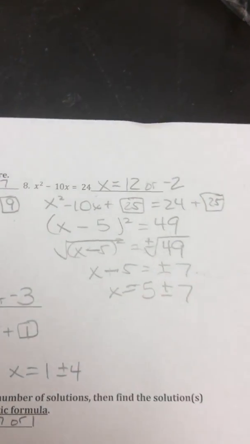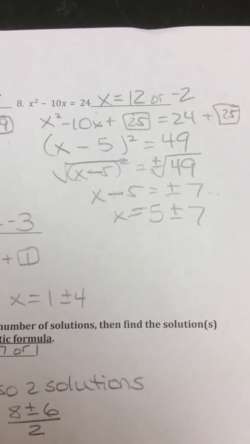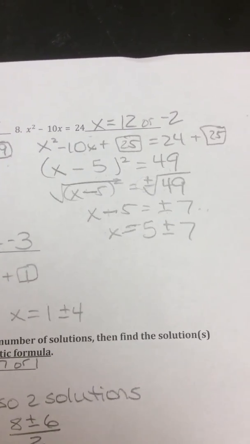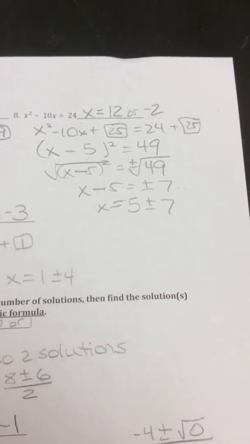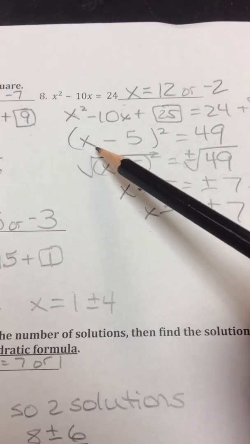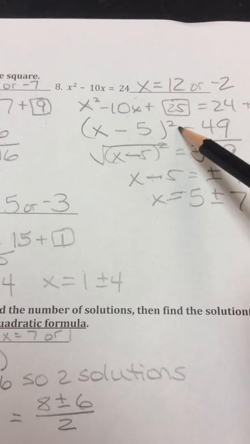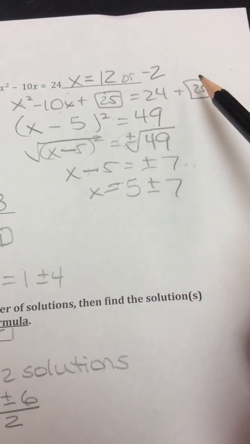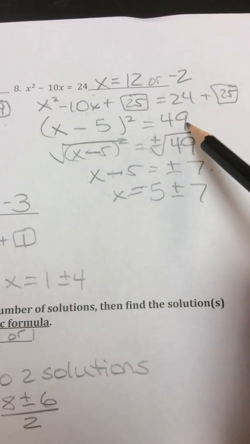Number 8. A equals 1. C is on the right side, so I'm ready to go. X squared minus 10x plus open square equals 24 plus open square. And I got my binomial squared down there. So here I go. X minus 10 divided by 2 is 5. Squared is 25. Add it to both sides. The left side's done. 24 plus 25 is 49.